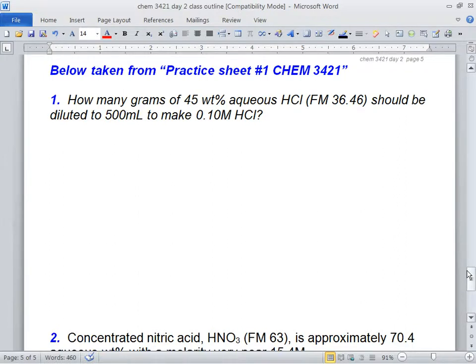How many grams of 45 weight percent aqueous HCl, formula mass or molecular weight 36.46, should be diluted to 500 milliliters to make 0.1 molar HCl? Where would you even start on something like this? In Gen Chem, usually we had one measurement, that's where we started, and then we just converted it to the units we wanted. You don't even have a clue where to start on something like this. But it's the exact same problem. We're going to start with something, and we're going to convert it to what we want.